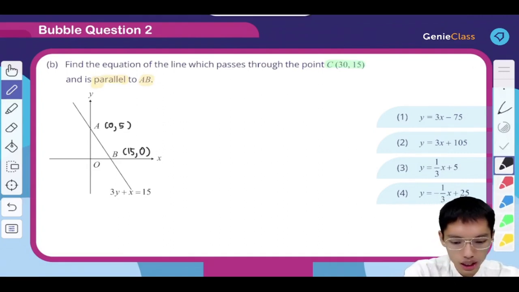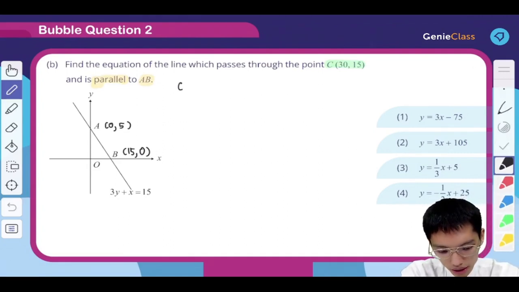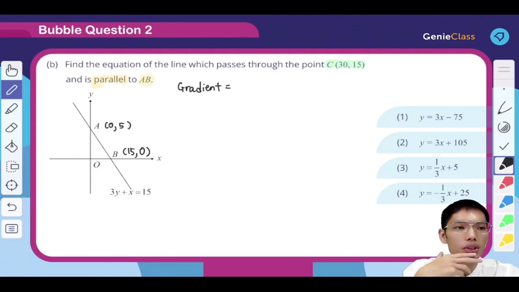What can I say about the gradient when I say parallel? Does anybody want to give it a shot? What can I say about the gradient of this line? Very good, Denise. Anybody else want to try? What can I say about the gradient? Let me wait for some responses. What do you mean by that, Chen Zheng?